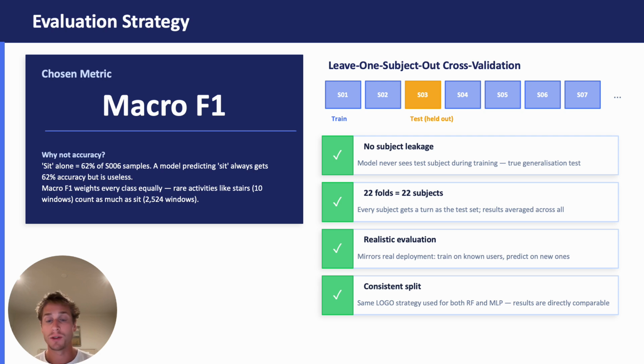This is a very strong way to do this because you don't have subject leakage. You have 22 total folds, so each subject gets a turn at the test set, and then there's a consistent split.